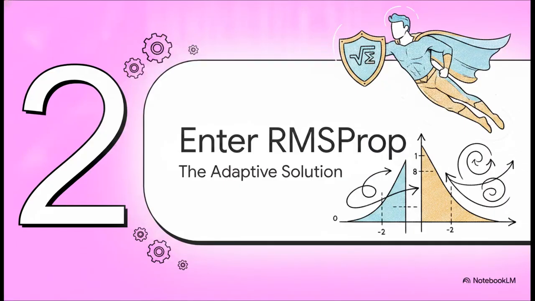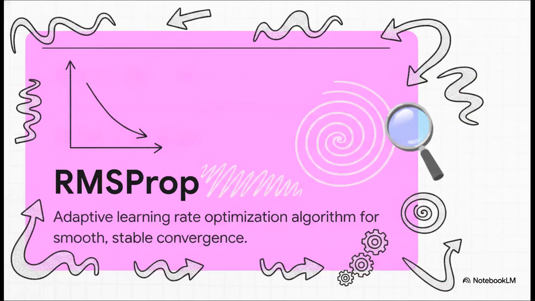Part 2. Enter RMSProp. RMSProp actually stands for root mean square propagation. As Dr. Ravi's paper outlines so well, it's an adaptive learning rate optimization algorithm. Its whole reason for existing is to deal with that exact problem we just discussed with AdaGrad, ensuring a smooth and stable convergence. The core philosophy here is built on two main pillars, adaptivity and smoothness. But what does adaptivity actually mean when we're talking about the math?